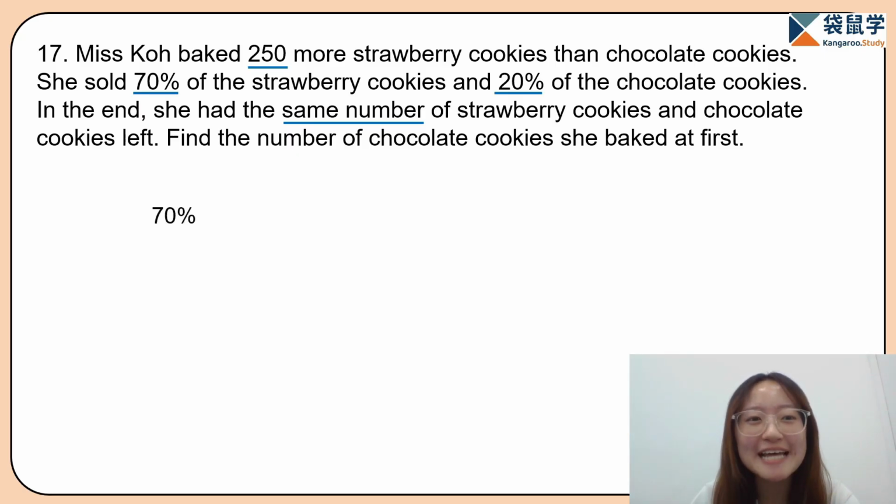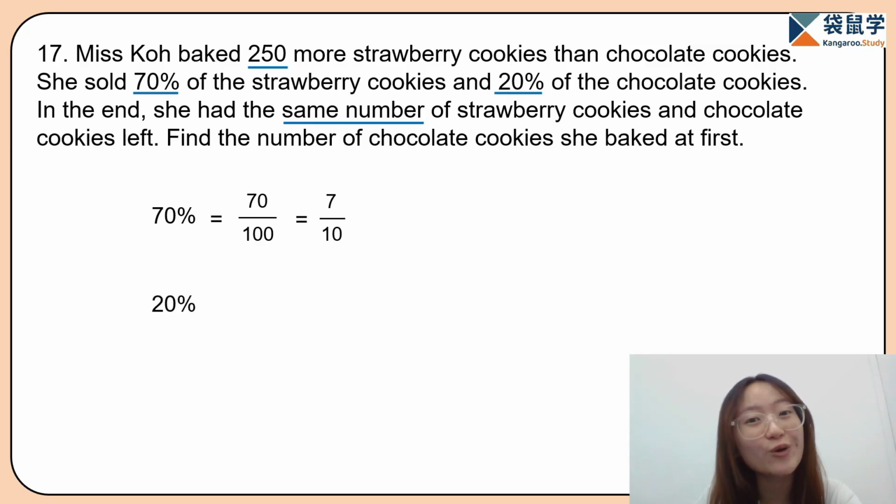She sold 70% of the strawberry cookies. So now, what is this 70% in fractions? Since percent means out of 100, it will be 70 out of 100. And now, can we simplify this fraction? Yes, right? So, we can divide both the numerator and the denominator by 10, and it will be 7 over 10. Now, what about 20% of the chocolate cookies sold? What is this in fractions? It is 20 over 100. And what does it simplify to? 1 over 5, dividing by 20.